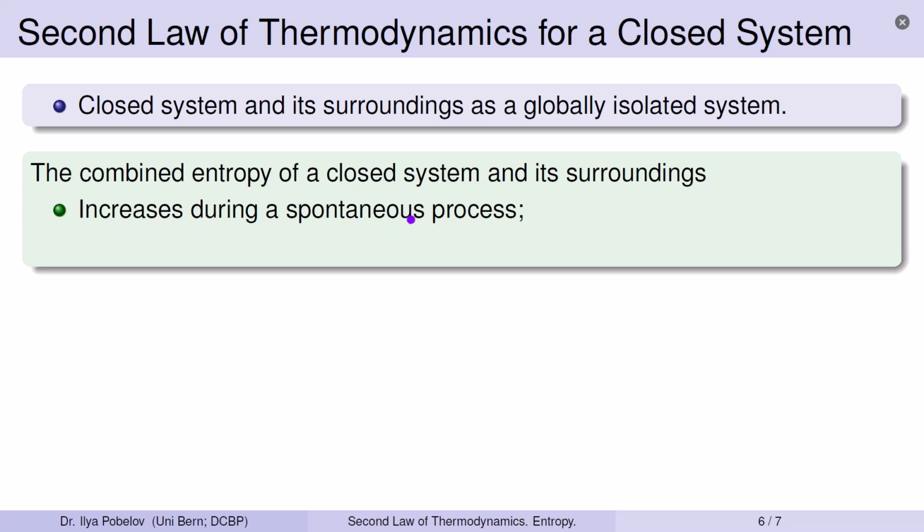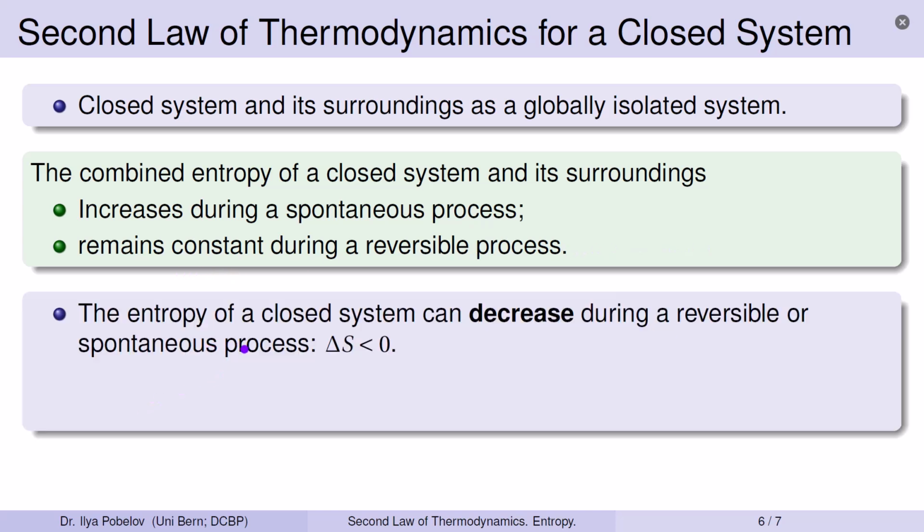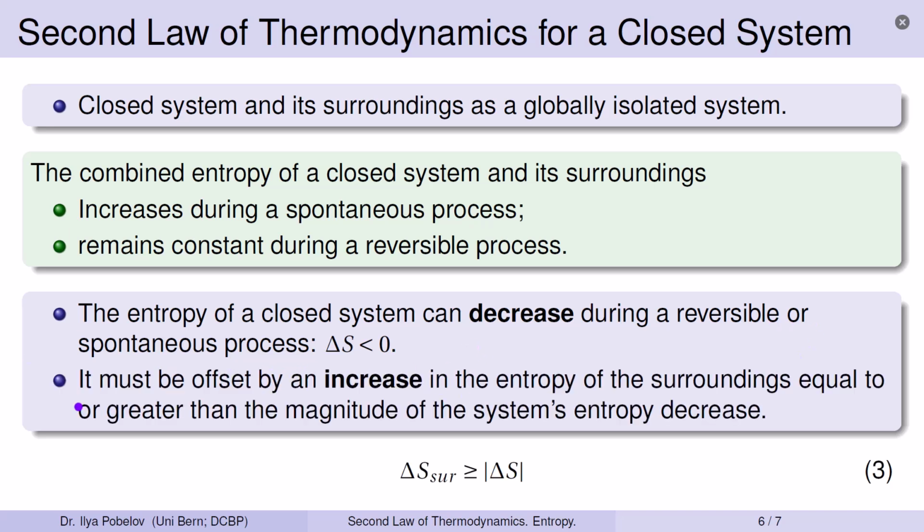Then, the second law of thermodynamics can be formulated as: the combined entropy of a closed system and its surroundings increases during a spontaneous process and remains constant during a reversible process. This implies that the entropy of a closed system can decrease during a reversible or spontaneous process. However, it must be offset by an increase in the entropy of the surroundings equal to or greater than the magnitude of the system's entropy decrease.